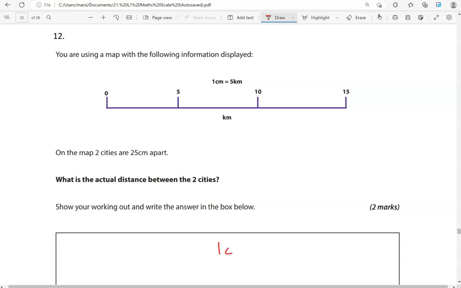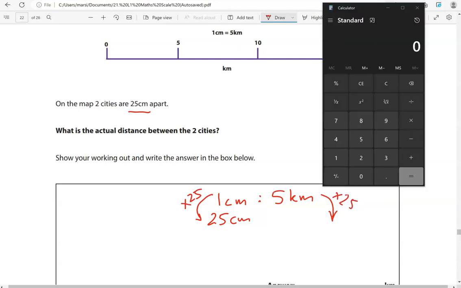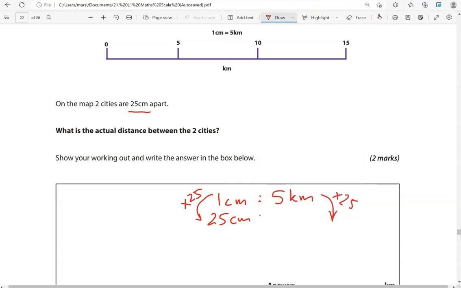So the scale is 1 centimeter to 5 kilometers. The distance is 25 centimeters. So what is that equal to in reality? So how do we get from 1 to 25? By multiplying by 25. So we'll do the same here. 5 times 25 gives us 125 kilometers.